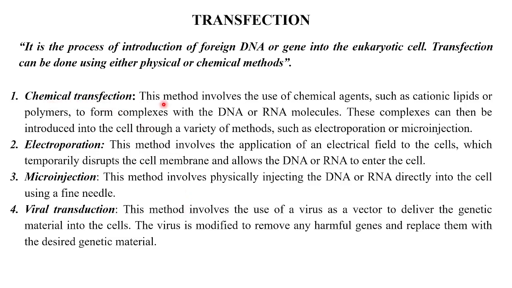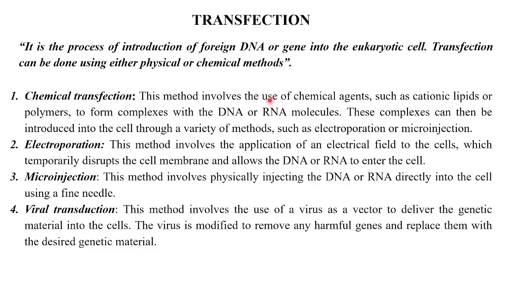Chemical transfection. This method involves the use of chemical agents such as cationic lipids or polymers to form complexes with DNA or RNA molecules. These complexes can then be introduced into the cell through a variety of methods such as electroporation or microinjection. So chemical transfection is a method where we are going to mix the DNA or RNA with some chemical agents like cationic lipids or polymers.